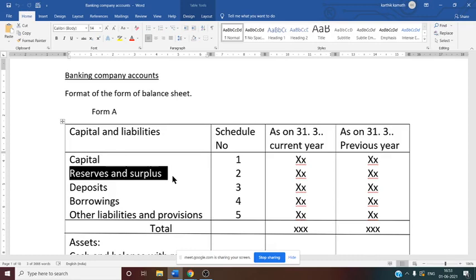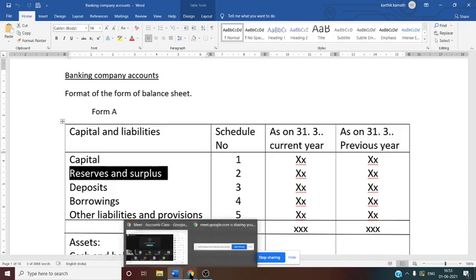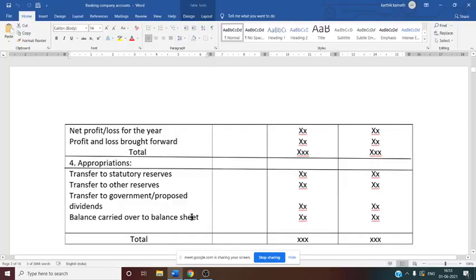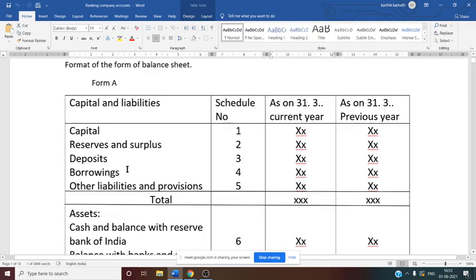Finally, you have to enter the balance from the profit and loss account. In the profit and loss account we got one balance, the balance carried over to balance sheet. If you see the P&L, finally we have to get one answer here: the balance carried over to balance sheet. This amount you also have to write under reserves and surplus, and that too separately. From the P&L account, the balance carried over to balance sheet, separately. Working note, that is schedule number 2.